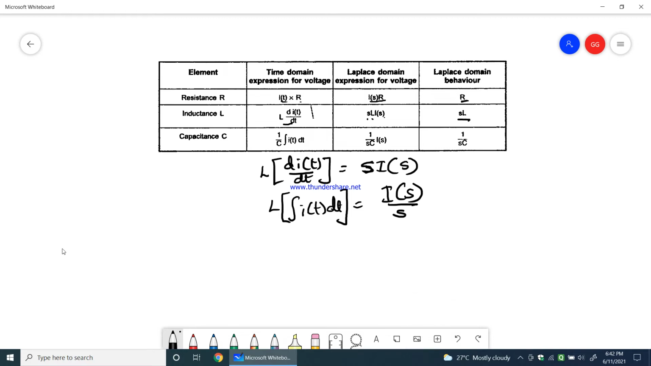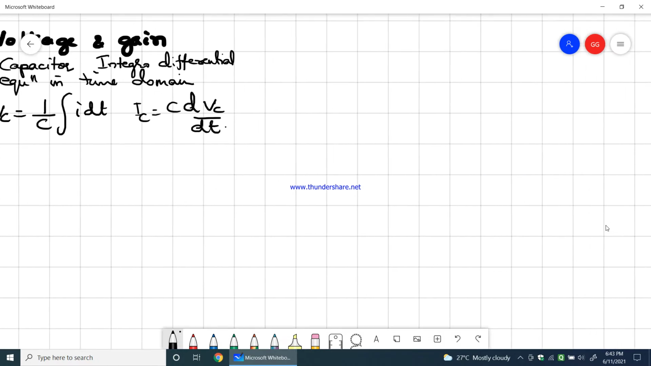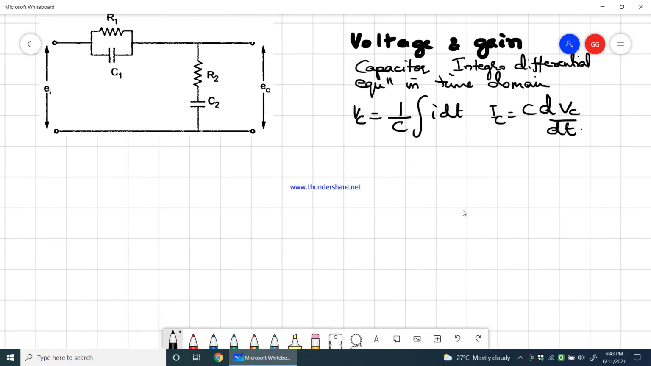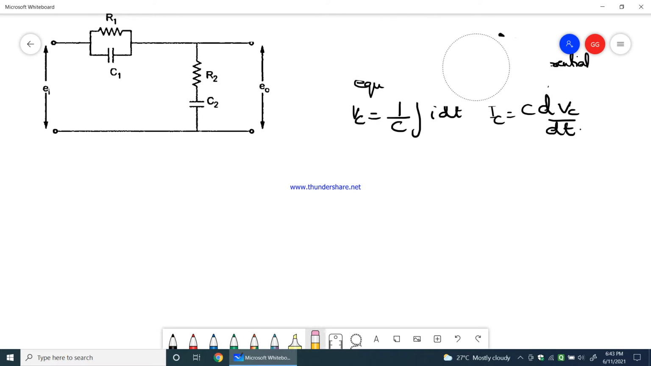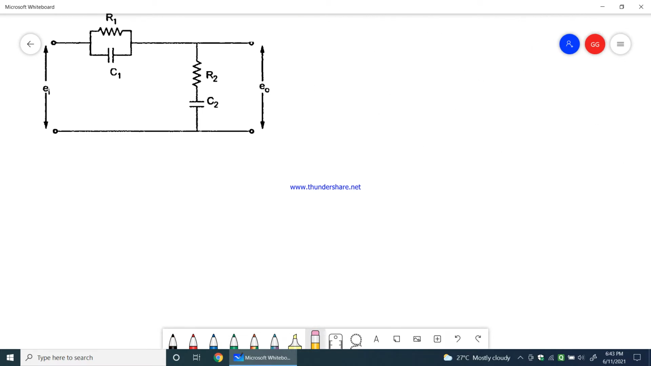Fine. So this knowledge we'll try to apply to this circuit now. I'll just erase this time domain. We don't need the time domain here. So now I do have R and C here. Therefore, I'll write the Laplace equivalent circuit for this.